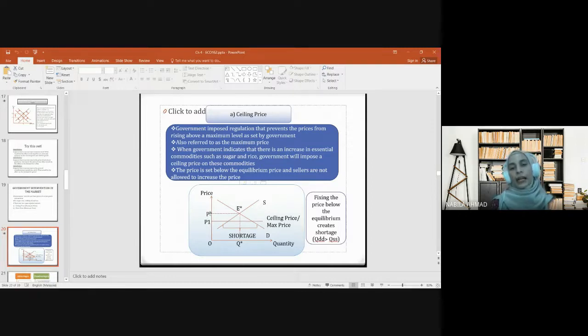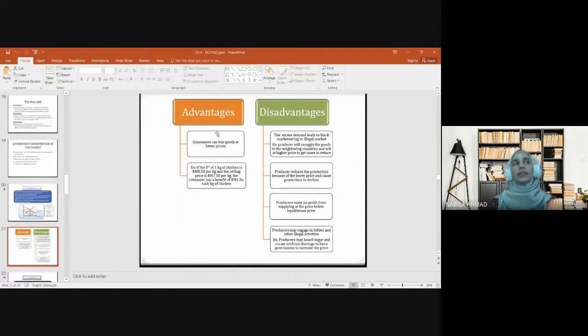So boleh tak producer jual at P star? Tak boleh lah. Walaupun harga dalam market P star, tetapi tidak boleh sebab harga dia tinggi. Government set nak tak nak kau kena jual P1 juga. Jadi producer jual P1. So bila harga itu lebih rendah, consumer mampu membeli barang tersebut. Tetapi berlaku masalah shortage, yeah, sebab demand will be greater than supply. Okay, so apa kebaikannya? It will actually benefit consumer the most, right? Because now consumer can buy the essential commodities at cheaper price, so they are better off.